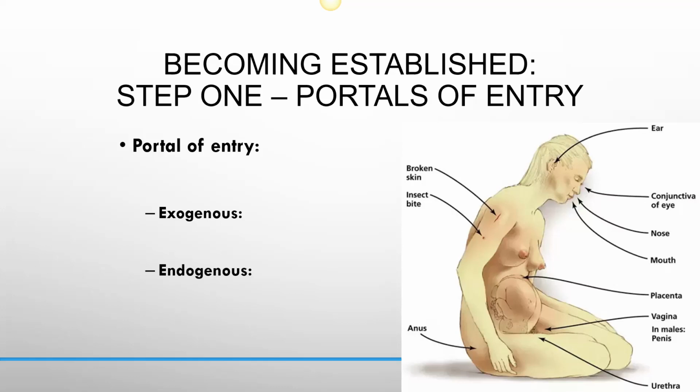So endogenous, the pathogen is already inside of the body, and it's just moving into a different site, a site that it normally wouldn't be found in. Exogenous comes from outside of the body. And then you can see the picture of all of the different portals of entry, so ways that bacteria would enter into the body.